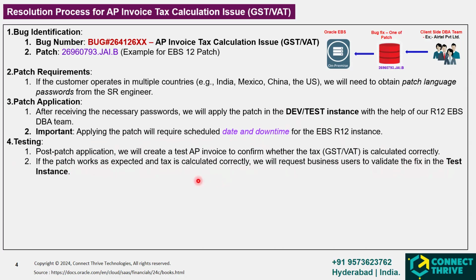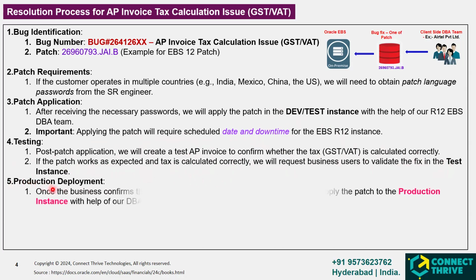in the test instance. Once the business confirms the issue is resolved after testing, we will apply the same patch in the production environment with the help of our DBA team. This patch we applied in the development environment and tested, and at the same time the business user also tested and confirmed it is working fine. Then the same patch we will apply in the production environment with the help of the DBA team only.